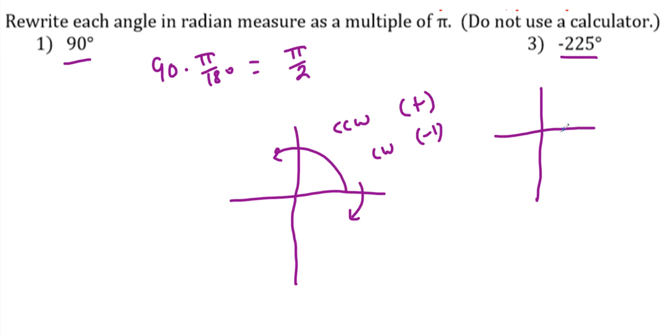So when we talk about negative 225 degrees, I'm going this way. I'm starting here. There goes 90. There goes 180. I'm somewhere over here, all right? So we're going to do negative 225 times pi over 180 and simplify that fraction. So that comes out to be negative 5 pi over 4. Negative 5 pi over 4, which is just right over here somewhere.